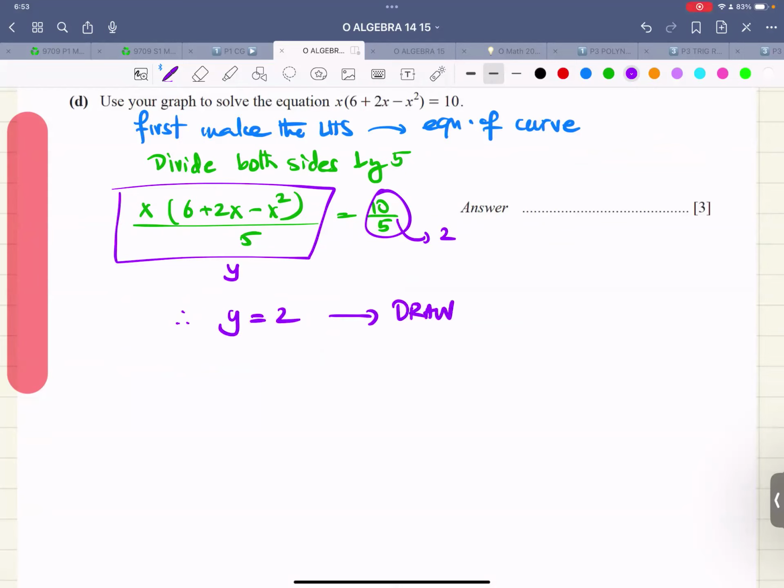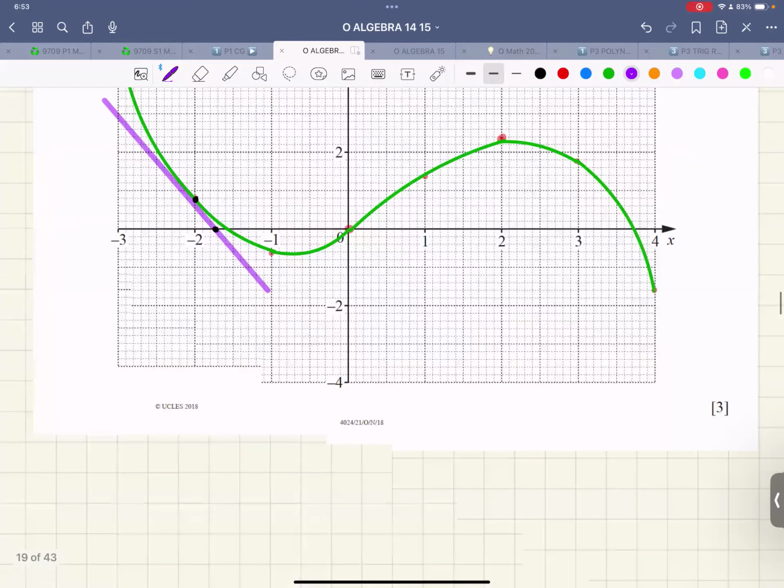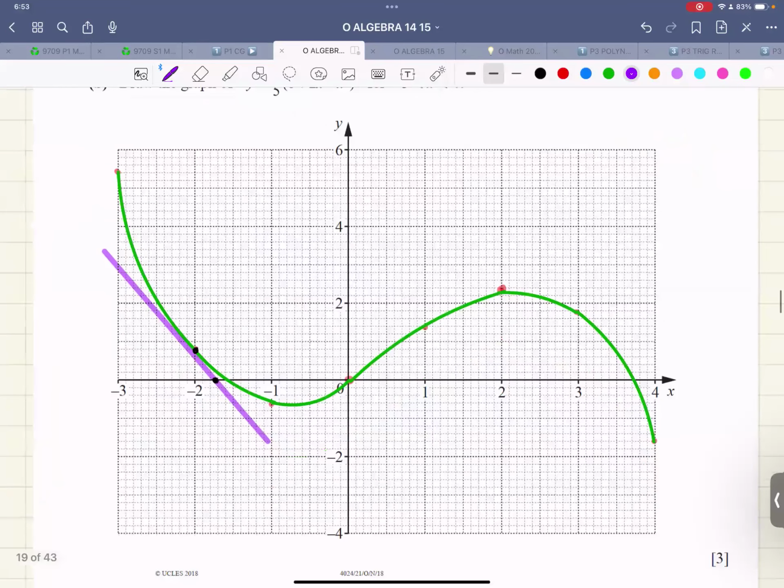Draw the line y is equal to 2. Let me draw it in red color. So y is equal to 2 is a line that will be passing like this.